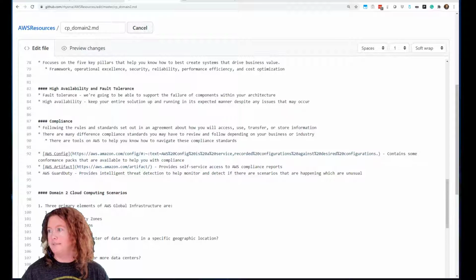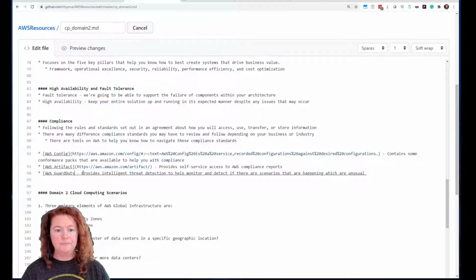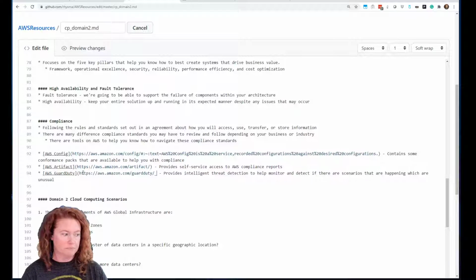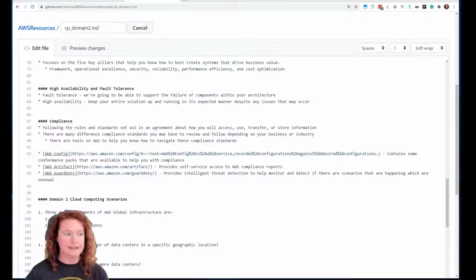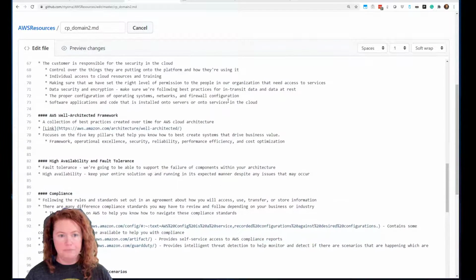And GuardDuty. There's a lot of reporting on AWS. It seems like we've talked about four or five different services that do all kinds of monitoring and reporting and things like that. All right, I think that's all we're gonna talk about for compliance.